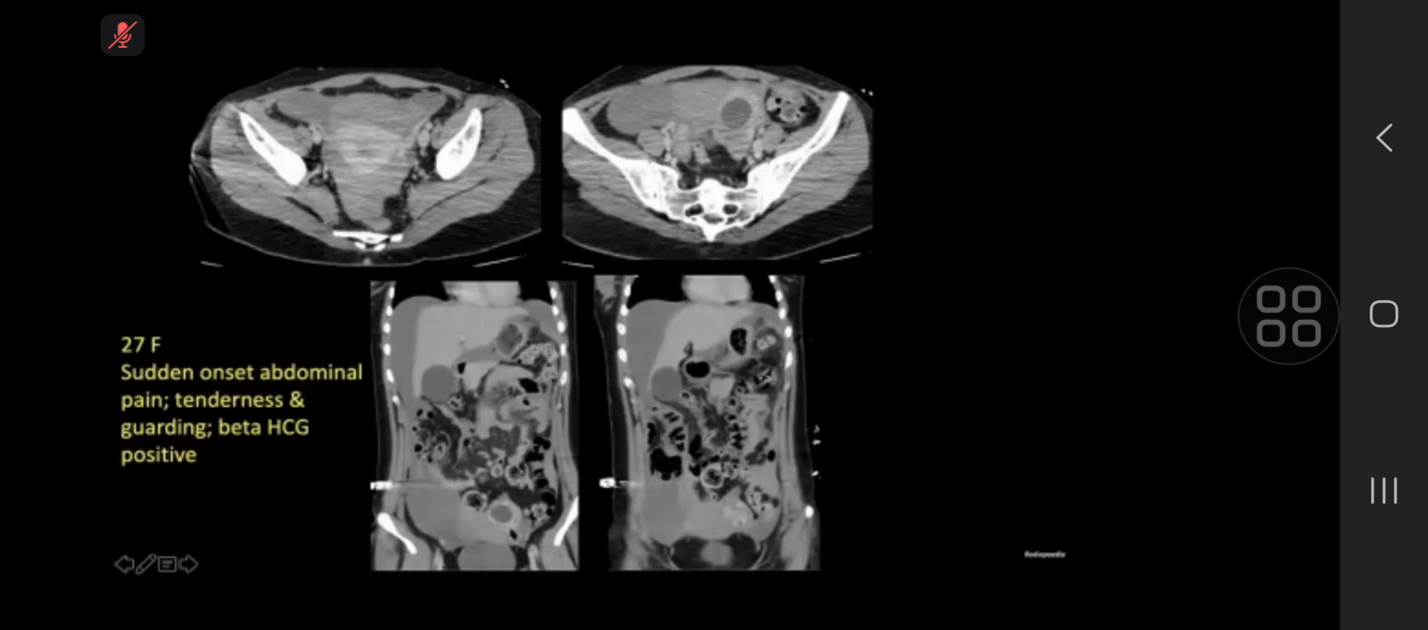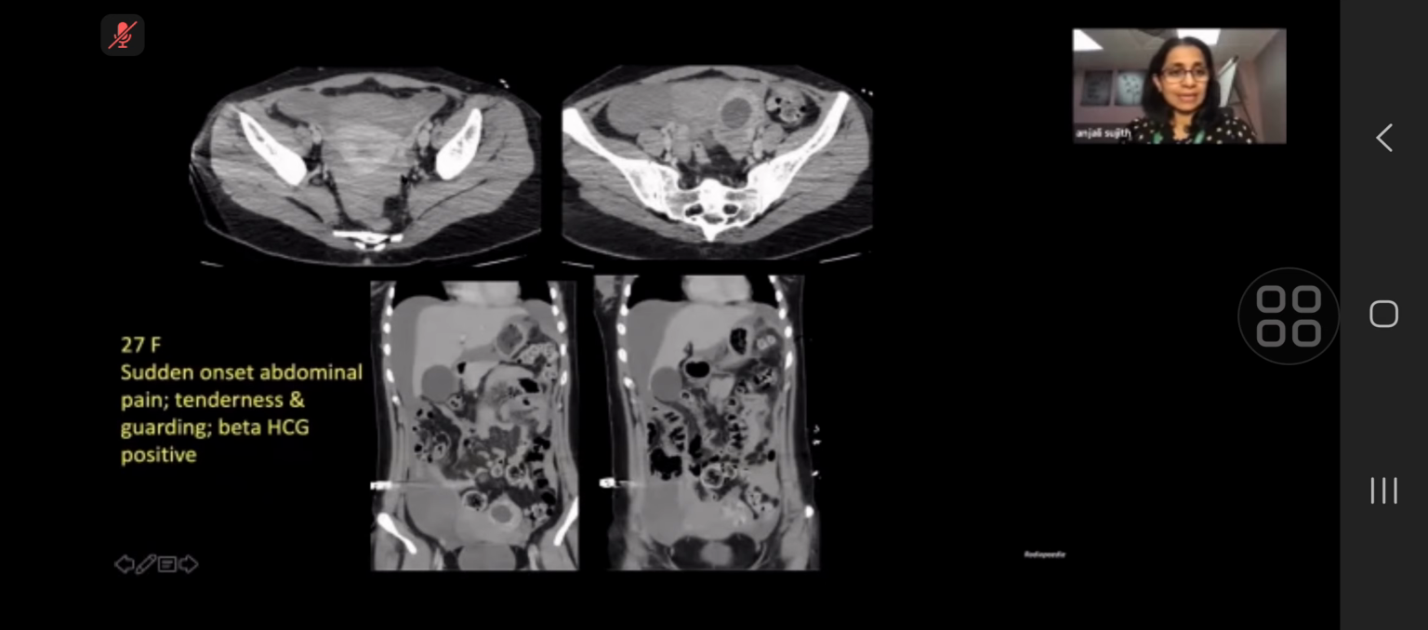Good. Yeah. So this is a ruptured ectopic, and you rightly said there is hemoperitoneum, high density fluid, and there is a cystic left adnexal lesion with a thick hyperdense surrounding wall. And if you see the hemoperitoneum, it's denser surrounding that adnexal lesion. So that is a sentinel clot or a hematoma there. And so the history is very important.